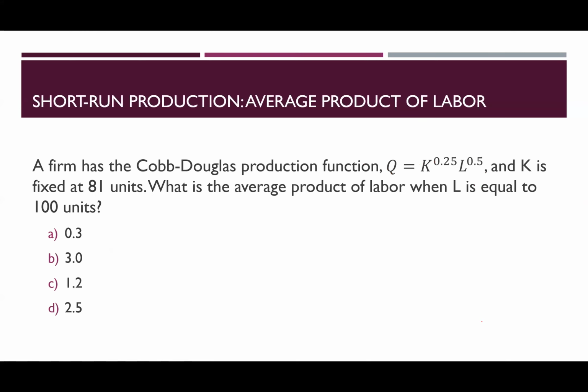Okay, let's do a practice question. This is for average product of labor. So we have a Cobb-Douglas production function of quantity equal to K to the 1/4 power times L to the 1/2 power. We're looking at the short run, so capital is fixed, and it is equal to 81 units. All right, so let's go ahead and substitute that into our production function. So we'll have output equal to 81 to the 1/4 power times L to the 1/2 power.